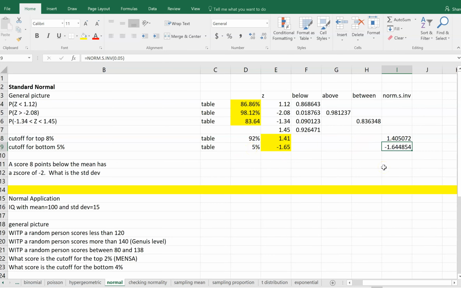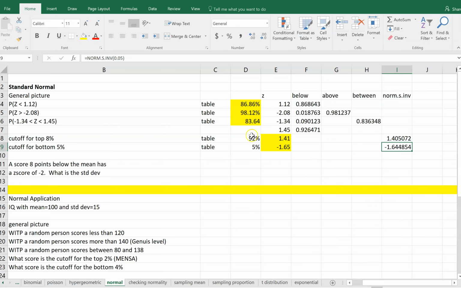Please, let's make sure we understand both of these. If you want the top 8%, the area below the top 8% is 92, and that's what you got to put in. The area below. In norm S inverse, when you put the area below, it'll search the bar. It'll find the bar that has that area below. It'll find the Z value with that area below. Since you're in the bottom 5%, that is already the area below. And that's why I put the 5% in here.